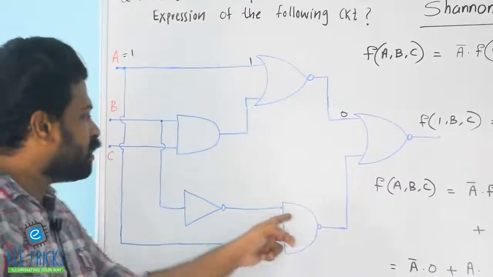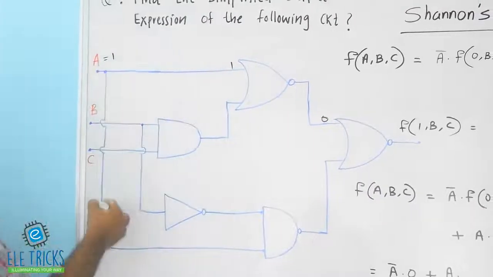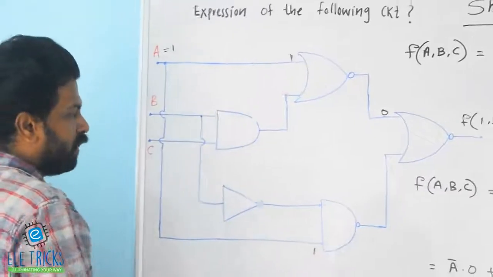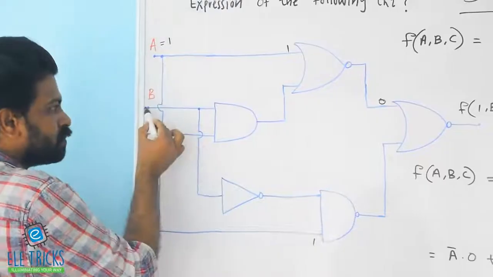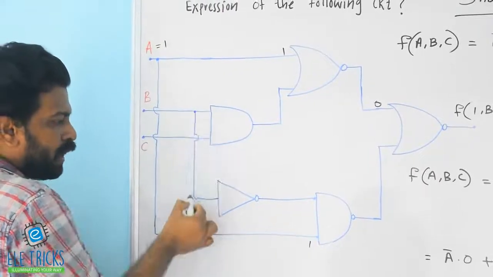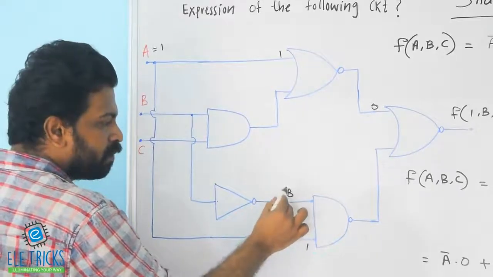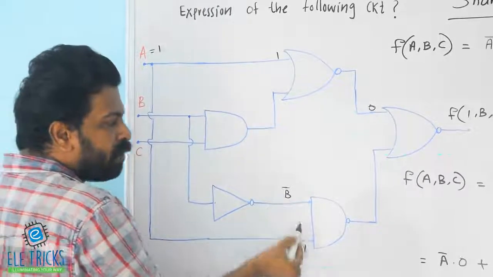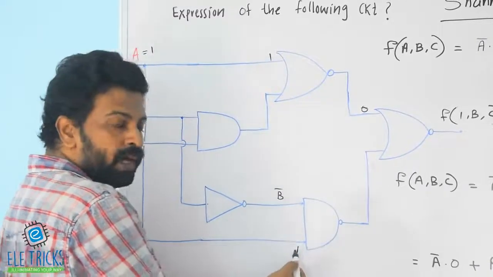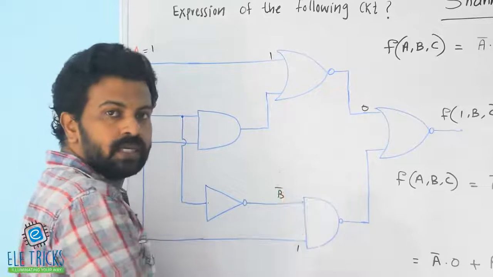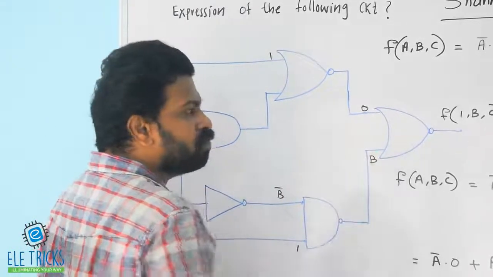Now what about the other line, this particular line? Since a is equal to 1, this particular input is 1. And what about this particular line? B is connected to a NOT gate, so the output of the NOT gate is B bar. So 1 and B bar are applied to a NAND gate. So what will be the output of the NAND gate? 1 into B bar whole bar, that is equal to what? That is equal to B. So this input will be equal to B.